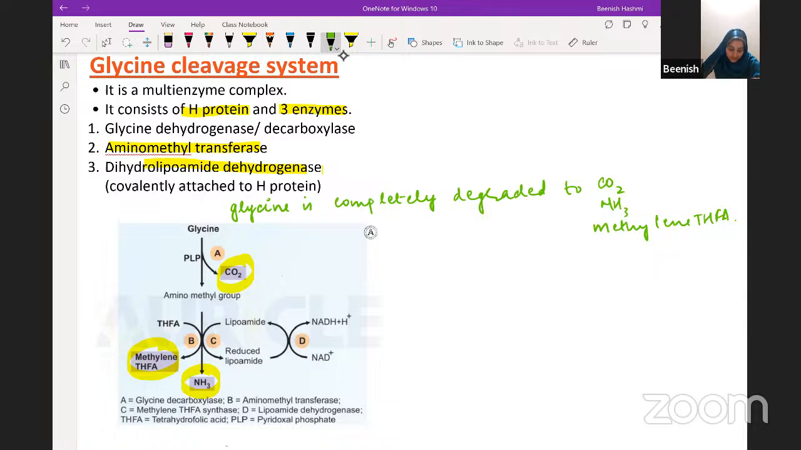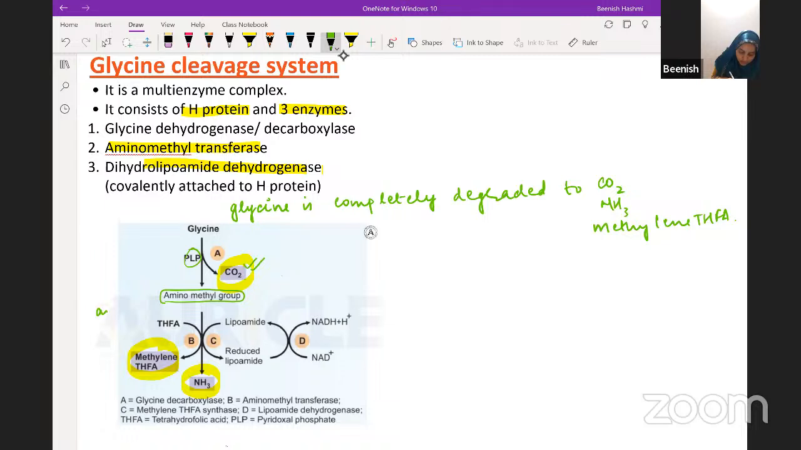Your glycine is acted upon by the enzyme glycine decarboxylase. So what will happen? Decarboxylation: a carbon dioxide is removed, and what is formed? Amino methyl group. So you're left with the amino group and the methyl. The carboxylic group has been removed. And what is needed for this? The coenzyme is PLP. Now what happens? Amino methyl transferase will act, and this enzyme will separate the methyl group and the amino group.